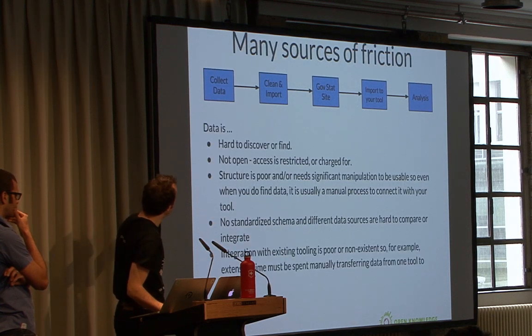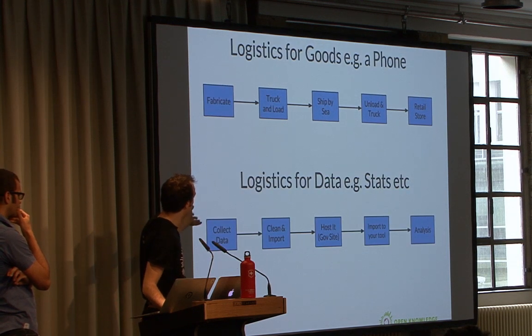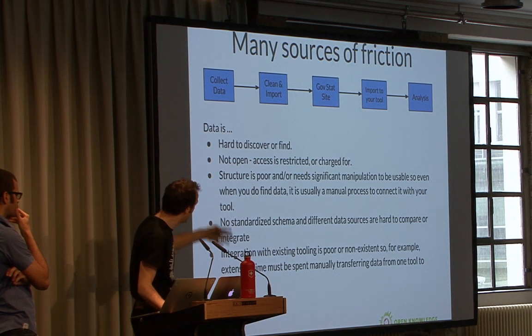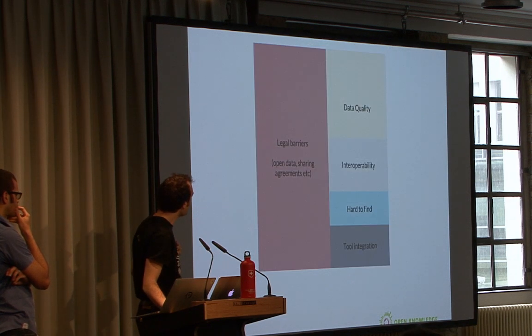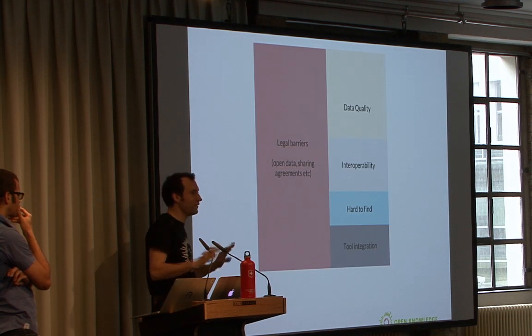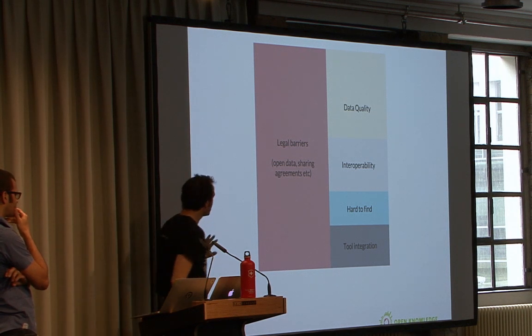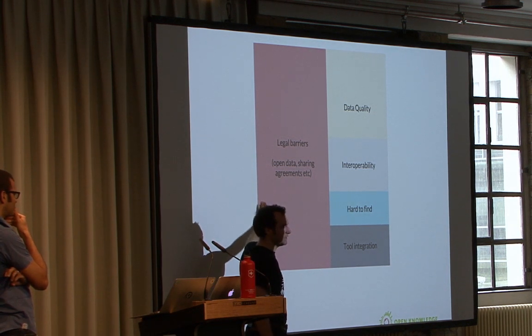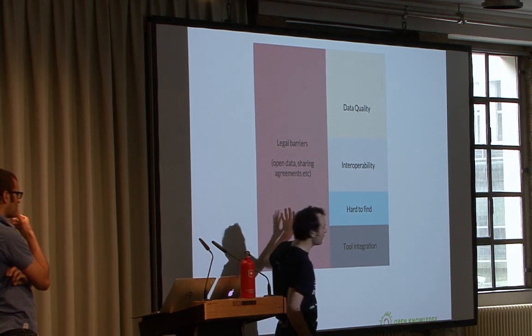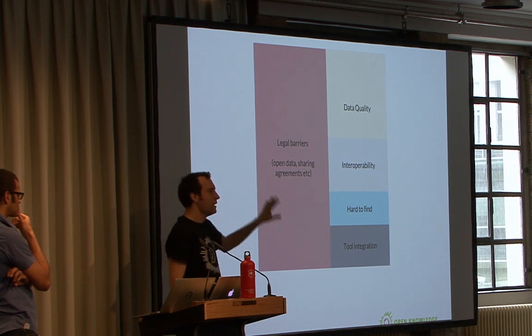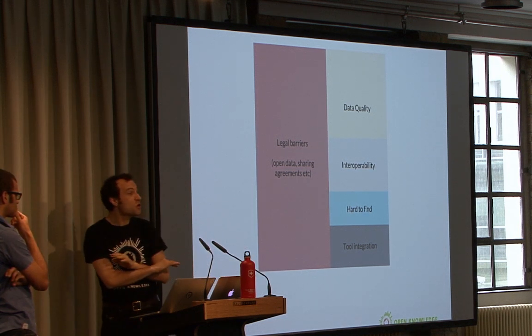And this logistics chain has a lot of sources of friction in it. Data's hard to find, it's not open, its structure is poor, etc. And I'm going to do my awesome tree map of all those problems, roughly by their size. You can tell I'm not a great visualization expert. I'm just trying to explain that part of the issue in data is this side, but there's also data quality. The reason for showing this tree map is that Open Knowledge spends a lot of time on the pink area. But Frictionless Data is not about that at all.